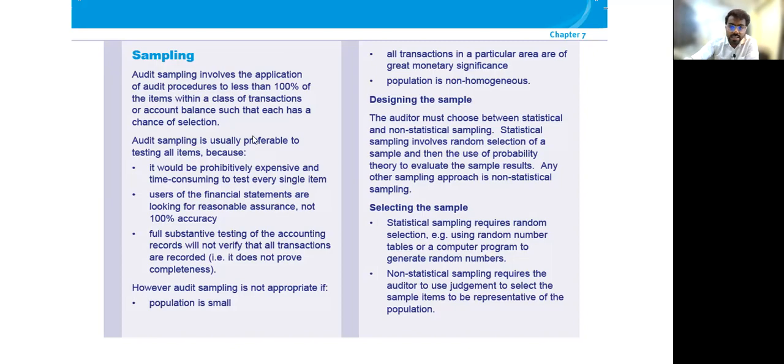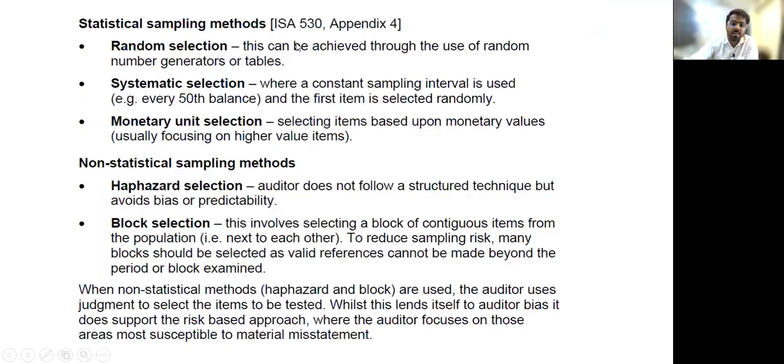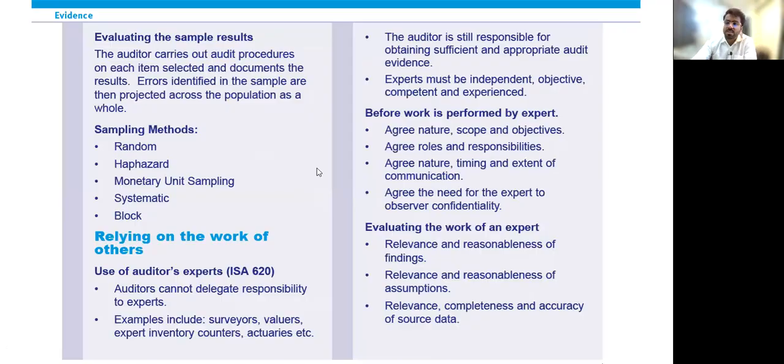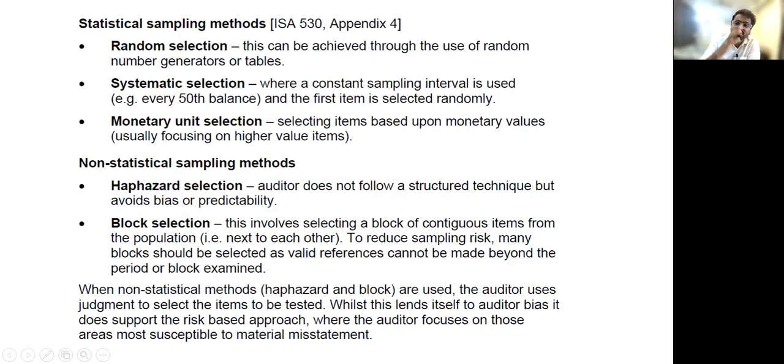Okay, let's see the different types of sampling methods under statistical and under non-statistical. See, under statistical, there are three: random selection, systematic selection, monetary unit selection. One is random selection, second is systematic selection, third is monetary unit selection.